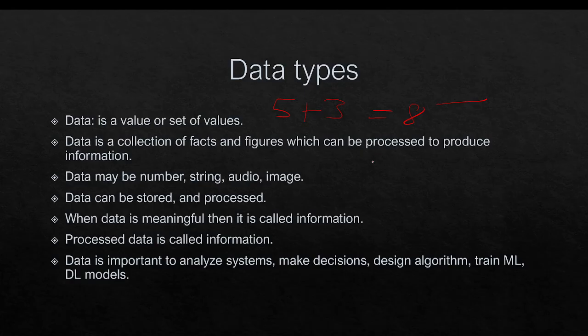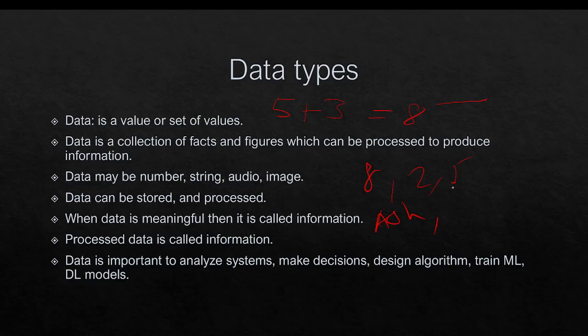Data may be a number like 8, 2, 5. It may be a string, that is your name, Ashish. Data may be in audio form or it may be an image. Data can be stored or processed. Like your name is stored in some variable, or it can be processed to produce some information. Processed data is called information.